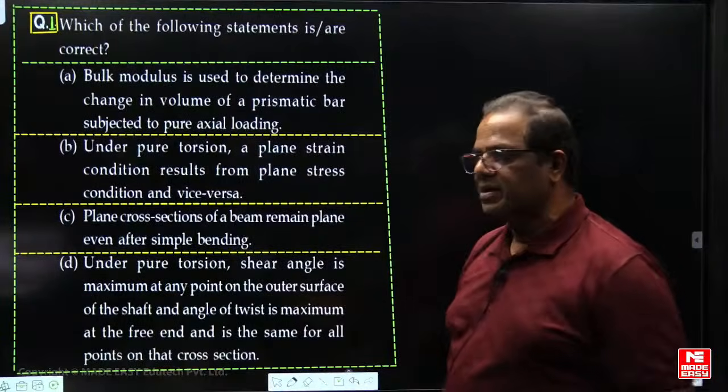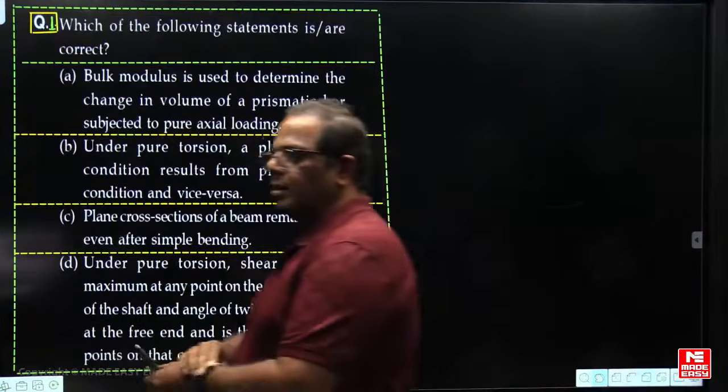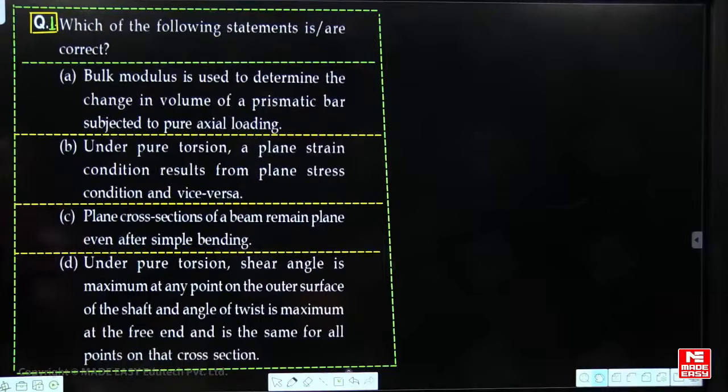4 statements now. I will check it. How many have given the correct answer? BCD, BCD. Everybody has given BCD. Ashutosh Yadav has given CD. And everybody has given BCD, ACD.